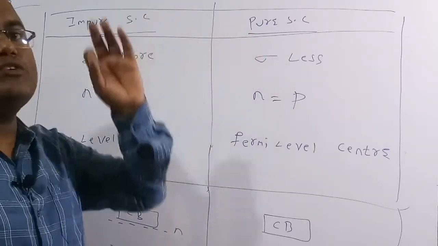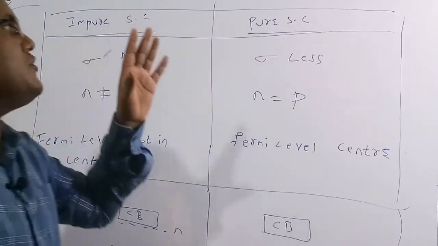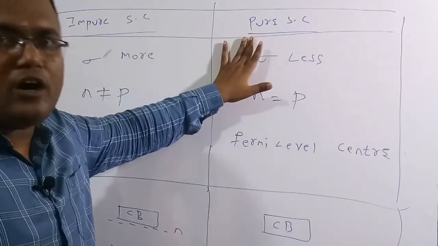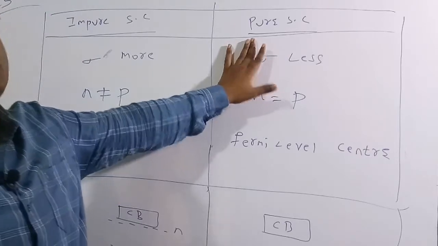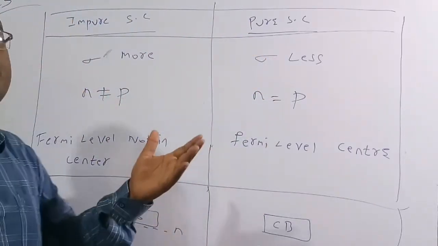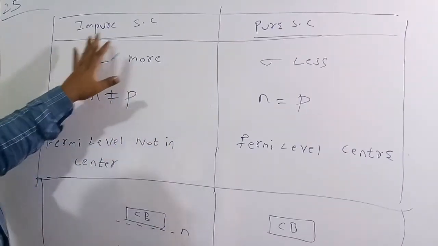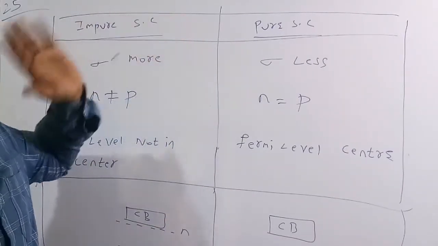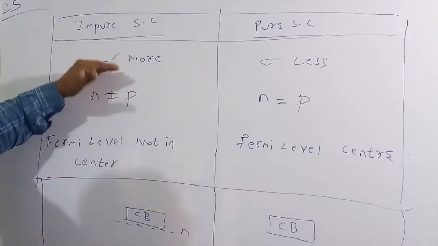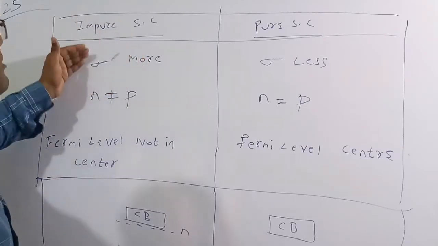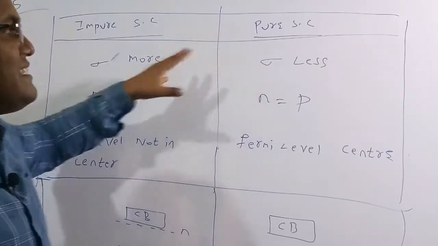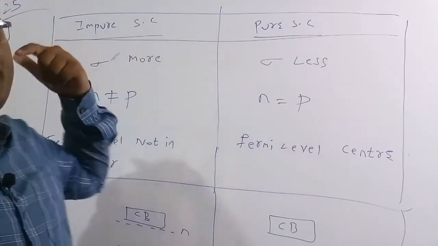Basically, a pure semiconductor is one to which we do not add any doping. That is called a pure semiconductor, or an intrinsic semiconductor. And if you add some type of impurity or doping to a pure semiconductor, then that is called an impure semiconductor, or an extrinsic semiconductor. By adding the doping, we increase the conductivity. Therefore, the conductivity of the impure semiconductor is much higher when compared to a pure semiconductor. That is the reason we add the doping, in order to get more conductivity.